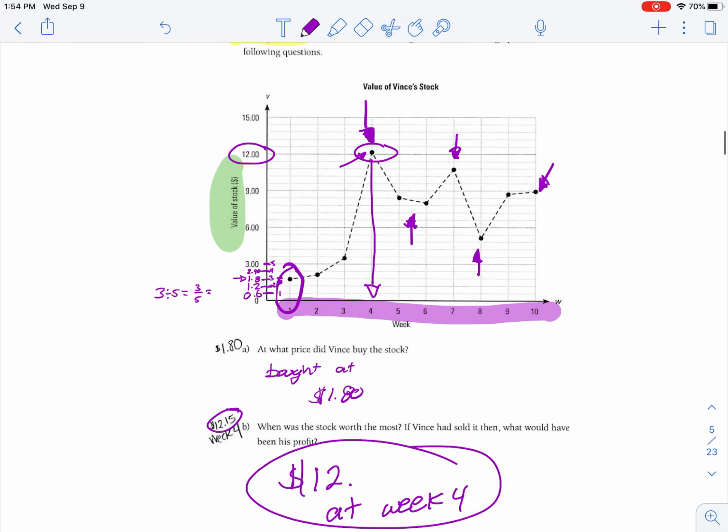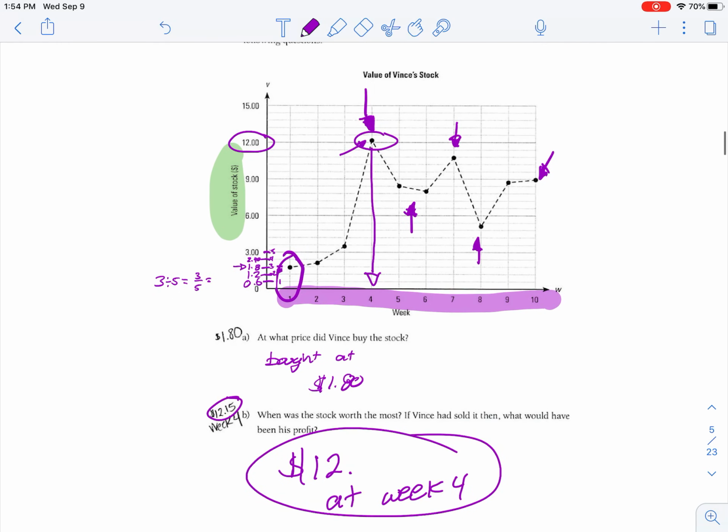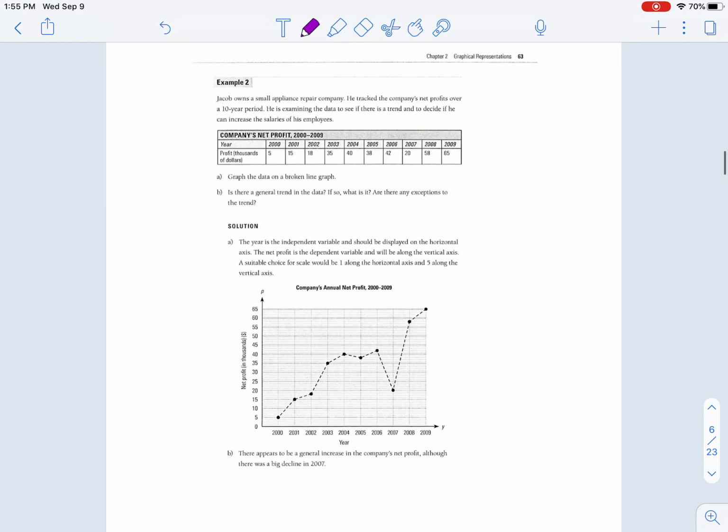So there's your question. Always analyze the question first, highlight what you need, and then possibly start analyzing the graph before you even look at the questions. Understand the graph before you read the questions.